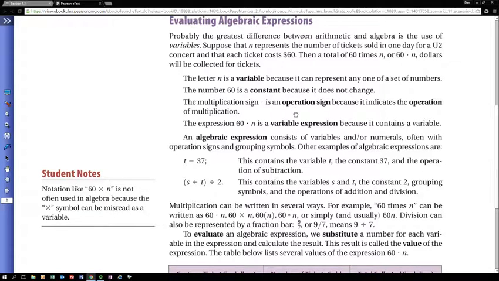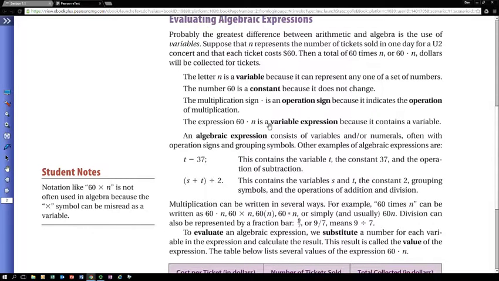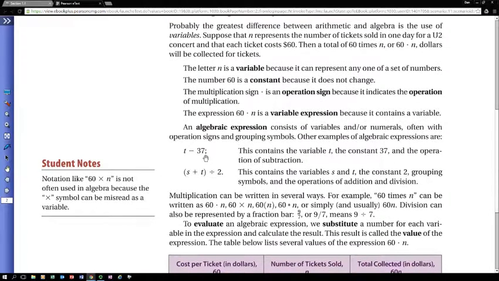And then a variable expression has a variable, sometimes a constant, and some kind of operation that makes an expression. So an algebraic expression consists of variables and/or numbers or constants, often with operation signs or grouping symbols. For example, the algebraic expressions are like these examples, and they show a lot of examples in math and algebra books.